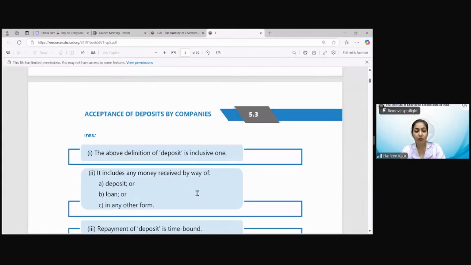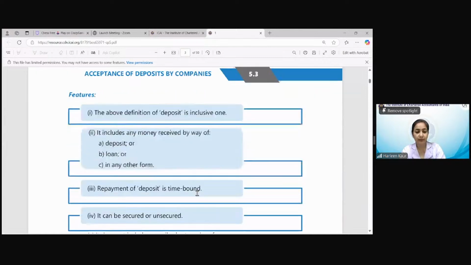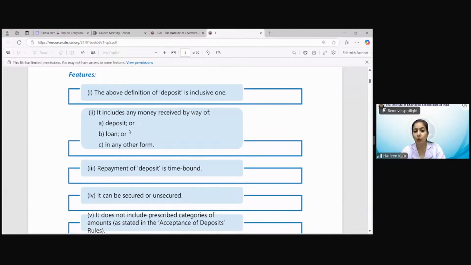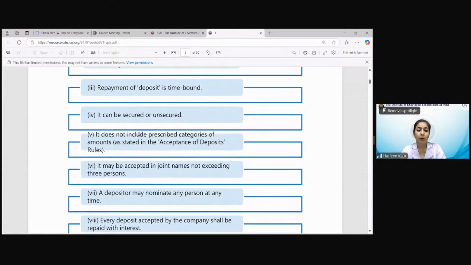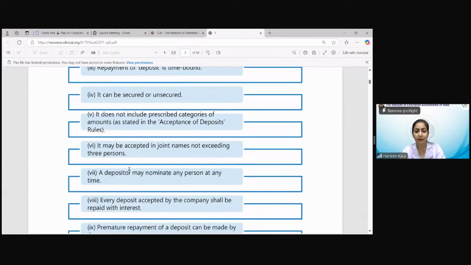So this definition of deposit we have done. So deposit is any deposit, loan or any other form. It will not include certain categories. These are the categories which we are doing.